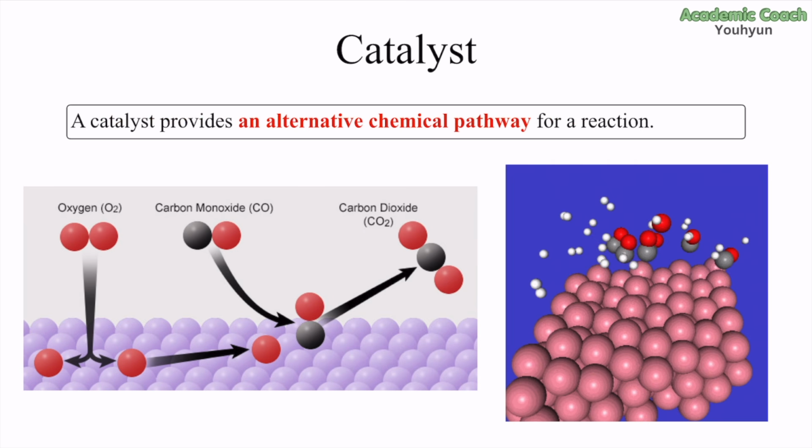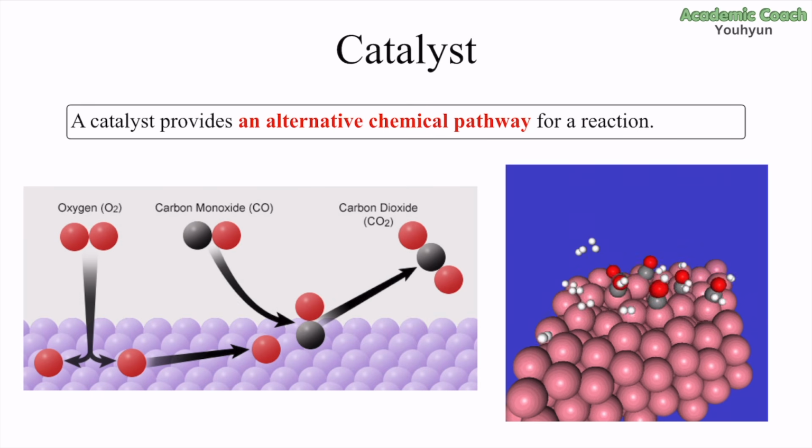Last but not least, we need to talk about catalyst. So catalyst definitely speeds up the reaction rate by 10 times or even 100 times. And how it does it is by providing an alternative chemical pathway for a reaction. Basically, it means it's going to create a shortcut for the chemical reaction.